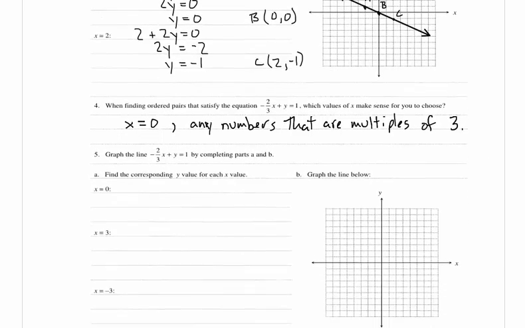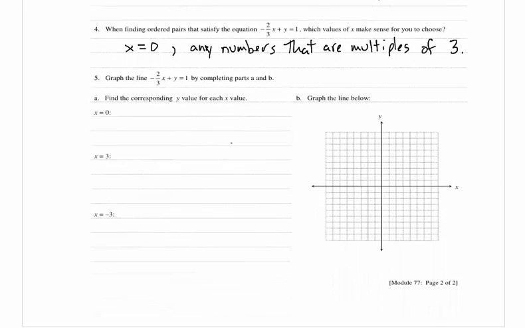And in 5, it says, graph the line -2/3 x plus y is equal to 1 by completing parts A and B. And in A, we're going to find the corresponding y value for each x value. So we have -2/3 times 0 plus y is equal to 1. -2/3 times 0 is 0. So we have y is equal to 1. So point A is 0, 1.